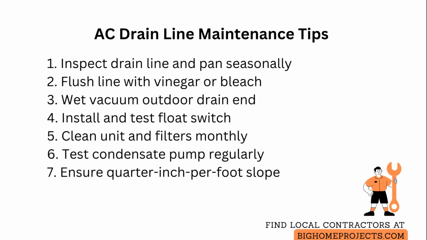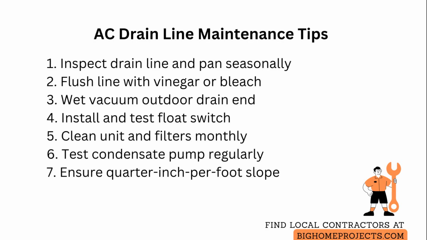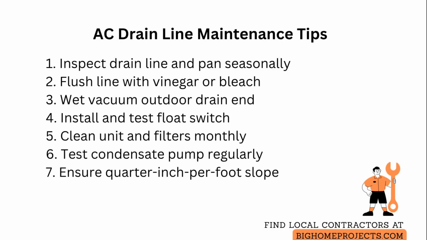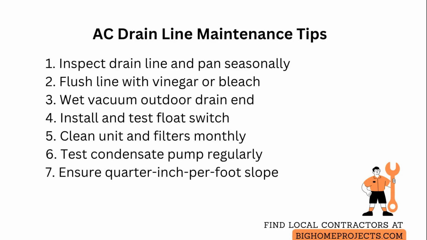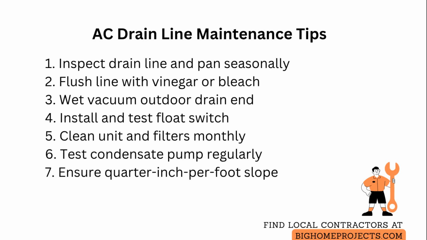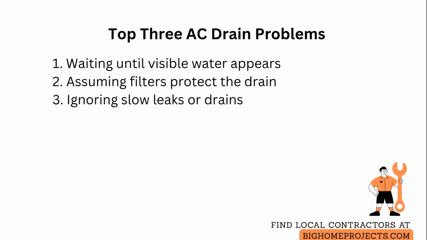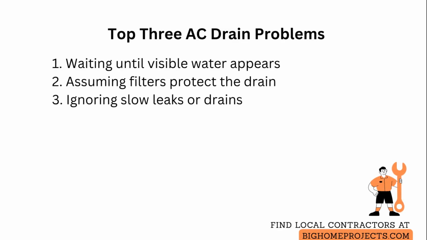performance. For long or poorly sloped runs, consider running a secondary drain or an auxiliary safety pan with its own drain to catch overflows. Aim for a consistent downward slope of at least 1/4 inch per foot so gravity assists flow. Document your maintenance dates and any products used so you or a technician can track recurring clogs and respond before damage occurs.